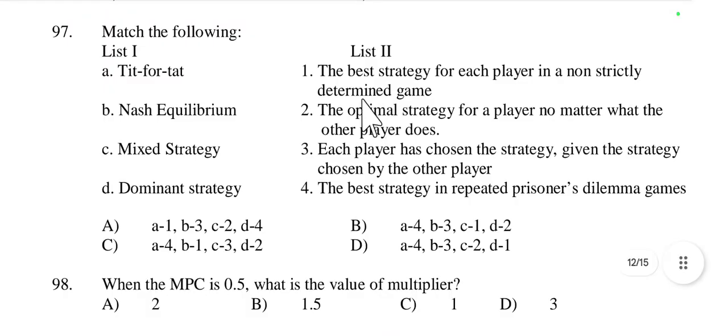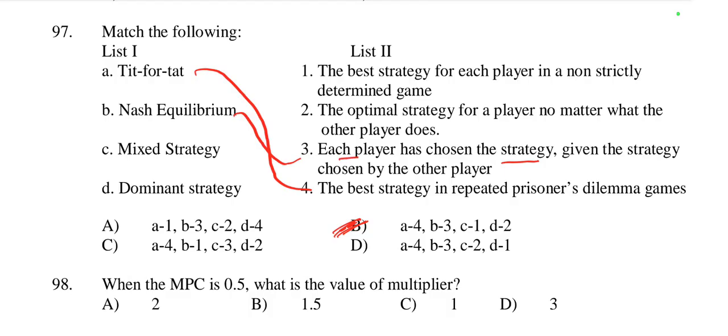Then next question, matching list 1 and list 2: tit for tat, Nash equilibrium, mixed strategy, dominant strategy. So for the first option, tit for tat, the right option is option B. Tit for tat means the best strategy in repeated prisoner's dilemma games. Then Nash equilibrium means each player has chosen the strategy given the strategy chosen by the other player.